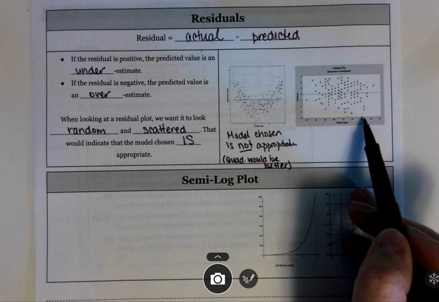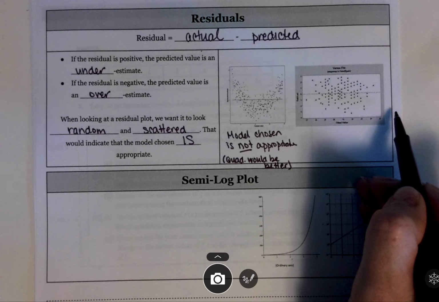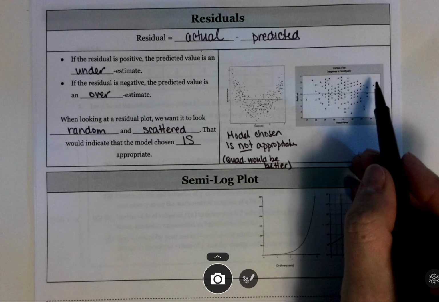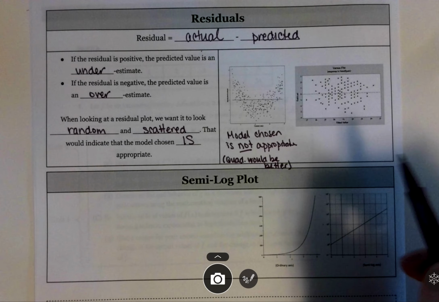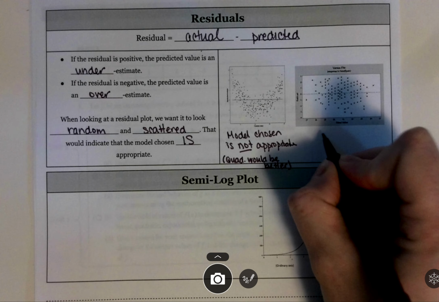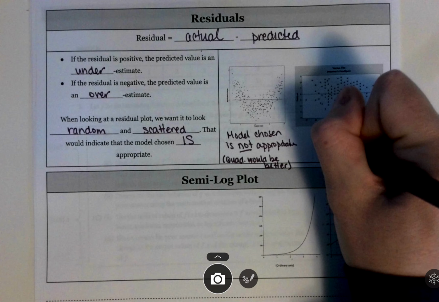For this one, again, it's random and scattered, and it doesn't look like there's a pattern. I have a similar amount above and below the line at 0. And so this means that whatever function model was chosen is appropriate.